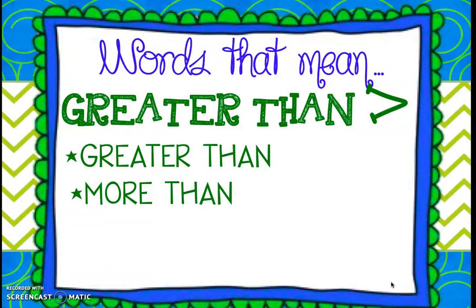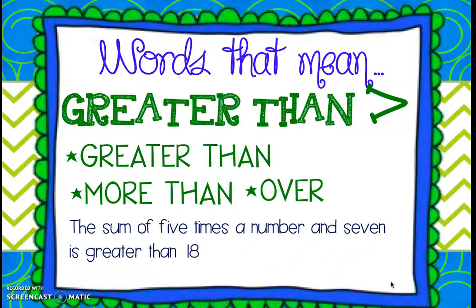If your height has to be more than 42 inches, you can't be 42 inches, you have to be anything that is above that. Okay, the word over. If you worked over 40 hours this week, you didn't work 40 or anything less, you worked 41, 42, 43, anything greater than that. Okay, so let's take a look at an example.